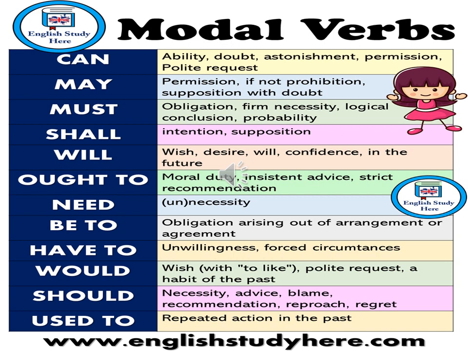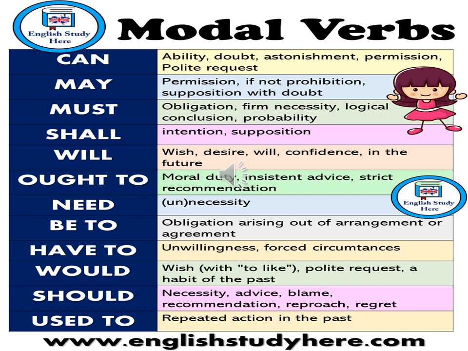Must is used to express obligation and firm necessity. Must expresses the desire of the speaker. Shall is used to express intention or supposition. Shall is also used with first person pronouns in the future tense. Will is used to express the wish, desire or intention of the speaker. Will is also used to express a promise or a threat. It is used in future tense as well. Ought to expresses the moral duty or when something is strictly recommended.